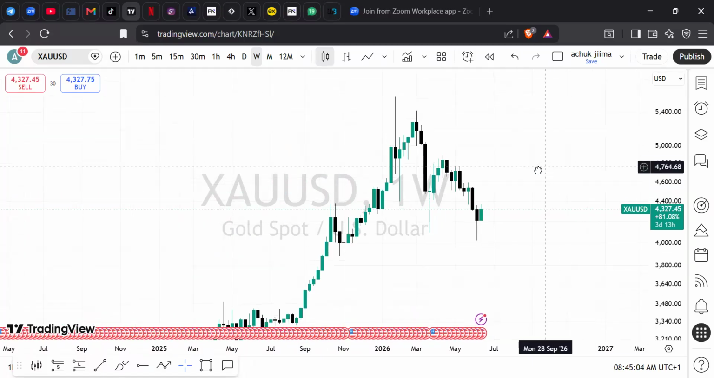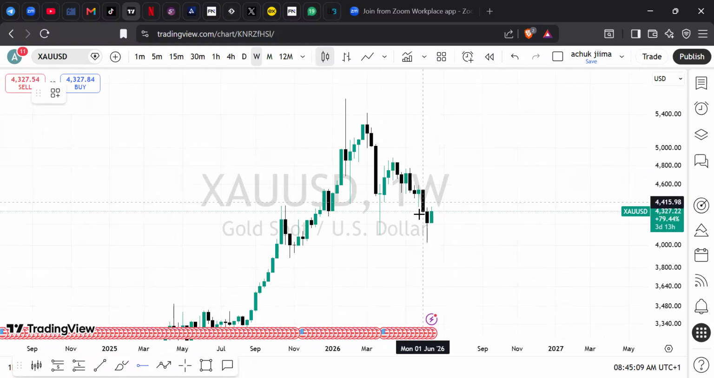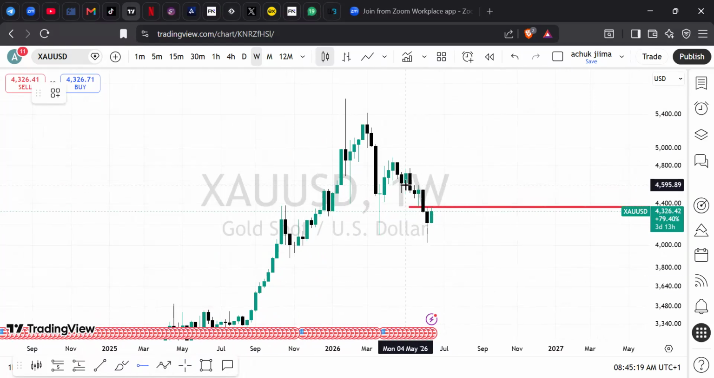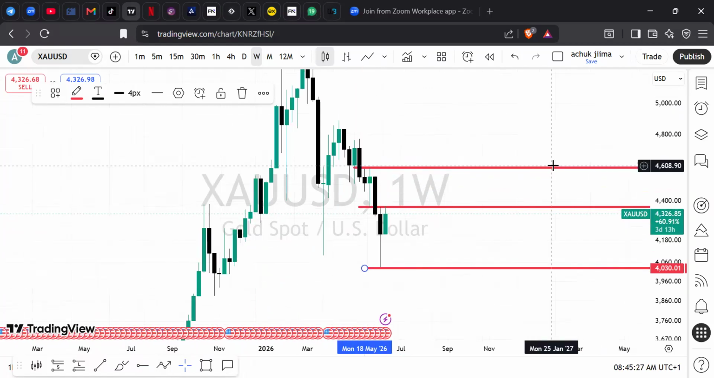So looking at gold on the weekly time frame, if you look at this from here, this is the weekly high, which also corresponds to this price difference. So the difference between this high, this one here, and then this low, it's here. So these are the three areas we shall be looking for trades.